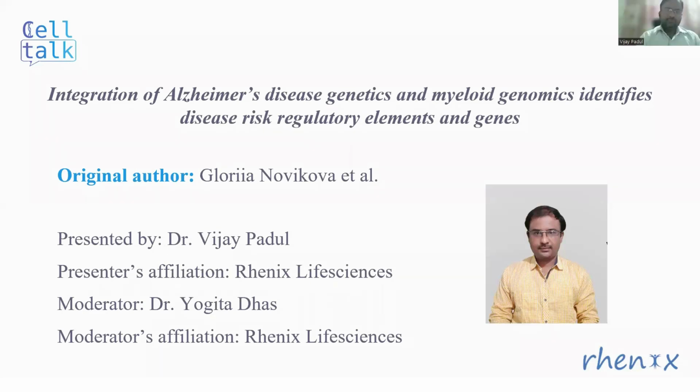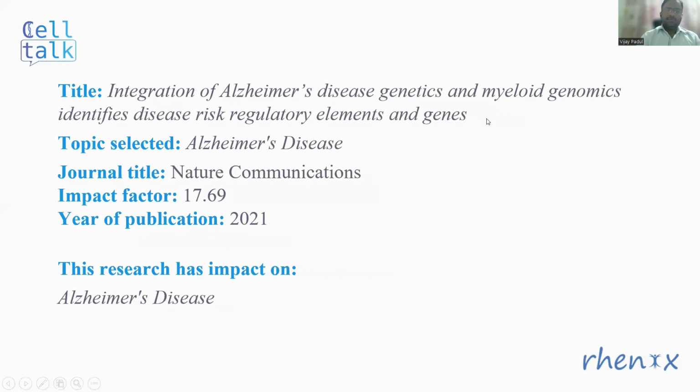Thank you, Dr. Yogita. So as our journal club activity for CellTalk, I have chosen this research article, Integration of Alzheimer's Disease Genetics and Myeloid Genomics Identifies Disease Risks, Regulatory Elements, and Genes. The original author is Gloria Novikova. So this topic selected for Alzheimer's disease. The journal is Nature Communications, and the impact factor is 17.69. This paper was published in 2021, and this research has impact on Alzheimer's disease.